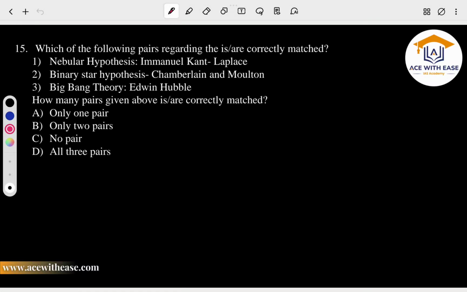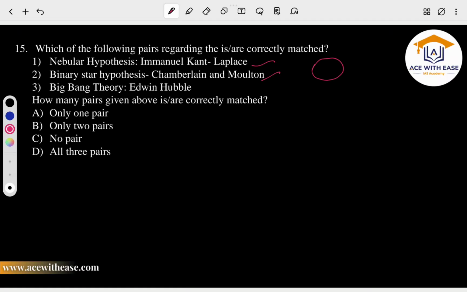15th question: which of the following pairs are correctly matched? Nebular hypothesis, Immanuel Kant. This is correctly matched. The nebular hypothesis says that there was a nebula, a cloud of gas, from which concentric circles came out and the solar system formed. The binary star hypothesis by Chamberlain and Moulton is also correct. It states that another bigger companion star came very close to our sun, and this led to the formation of the different planets.